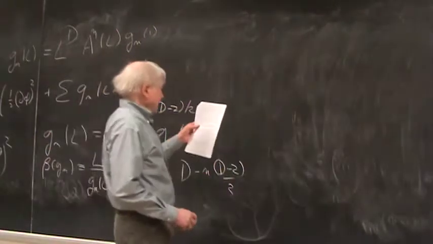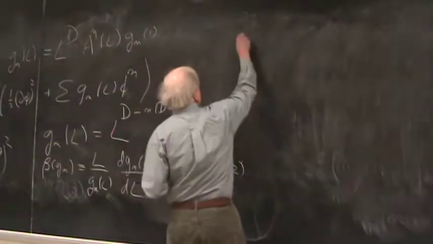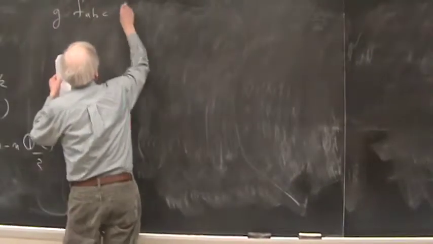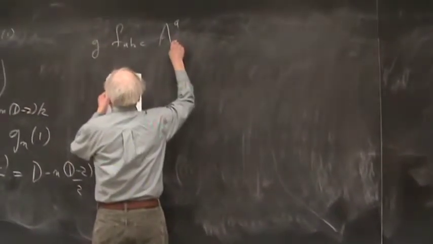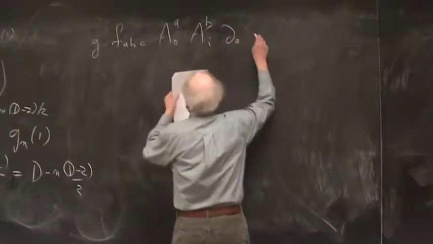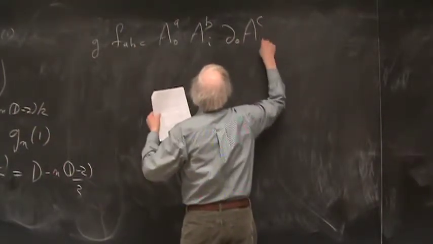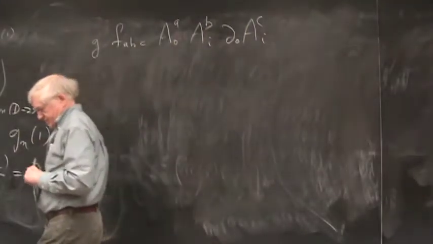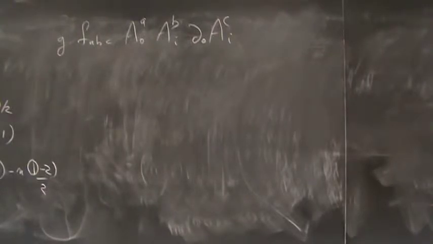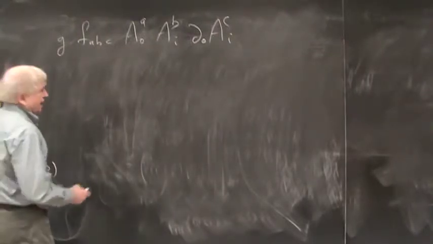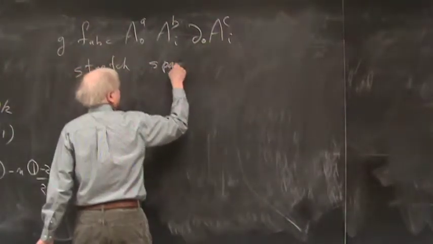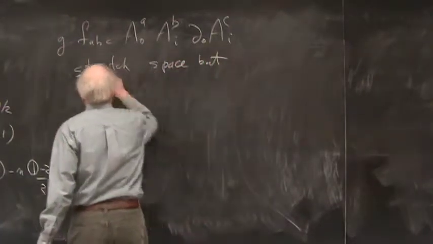Alright, so now let's look at the cubic term, which is g f^{abc}, and I'm going to look at a particular gluon term, namely A^a time component, A^b space component, and a time derivative of A^c, again space component. So this is one term in the action, and I want to look at what it is. And now I'm going to stretch space, but leave time alone.